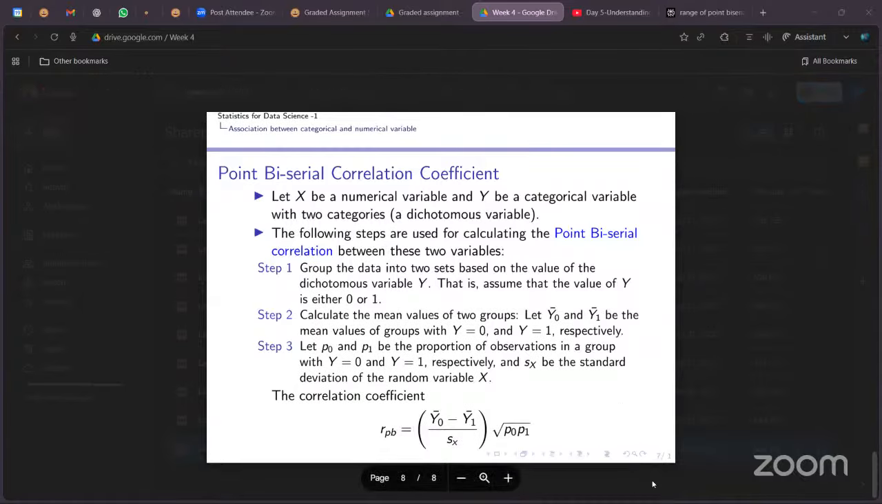Sir, how does it decide if we do y naught minus y1 or y1 minus y naught? If y naught is less and y1 is more, then it should be negative. So can we go with this same formula, or can we do y1 minus y naught also? You can go with the same formula, I guess.